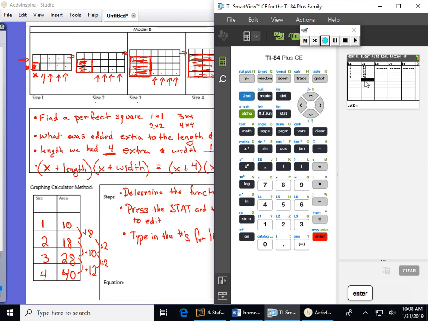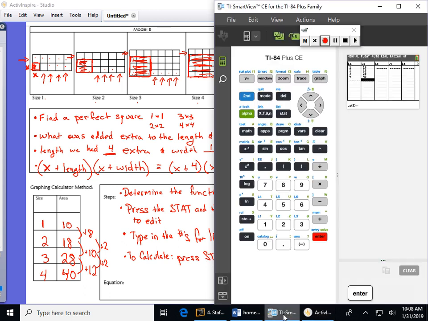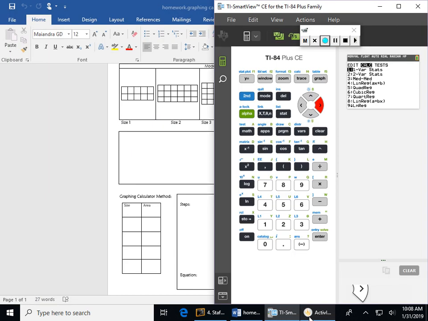To calculate, we're going to press stat again. We go back and press that stat key, but now we want to arrow over to calculate. We have that function right there that says calculate, so we arrow over to calc. And now once you get in here, we have all of our lists that we can do.